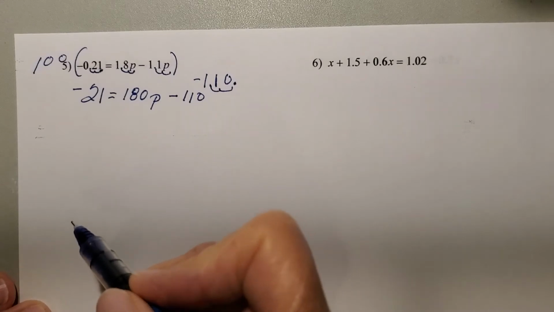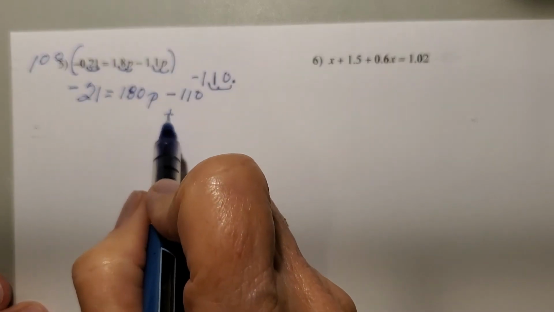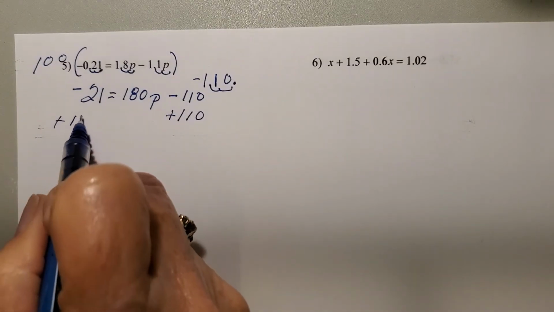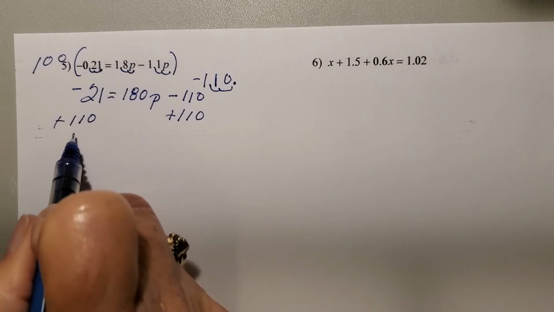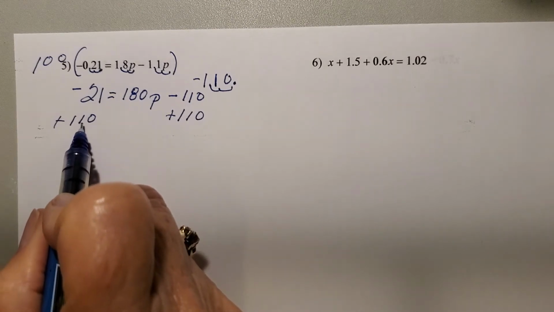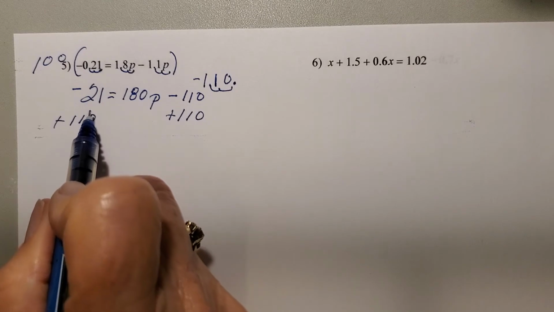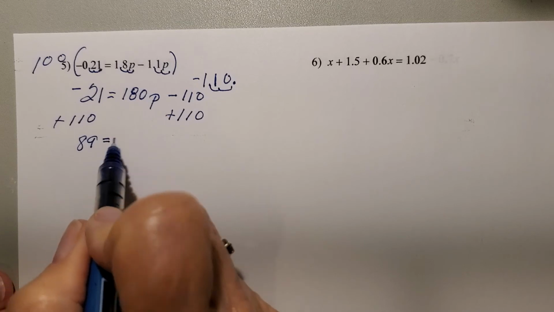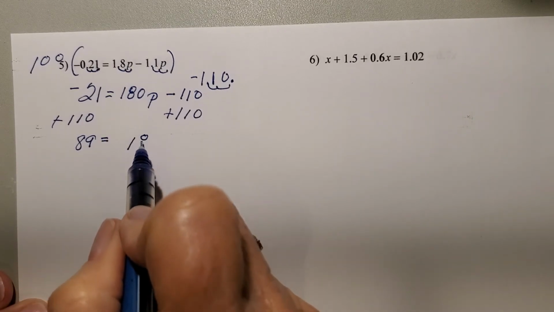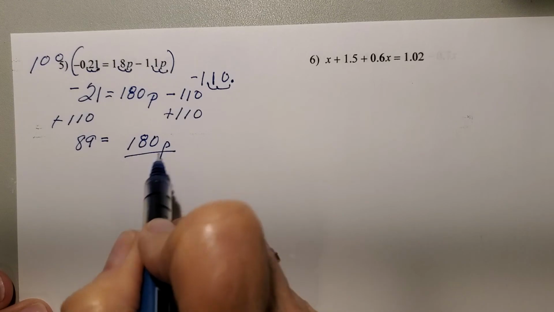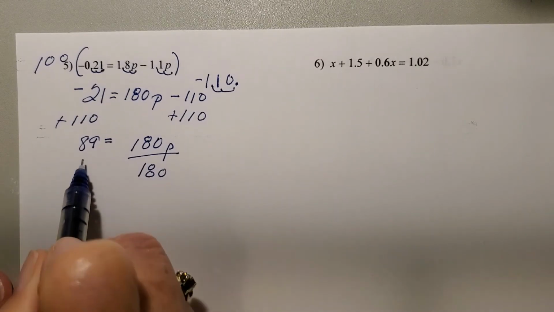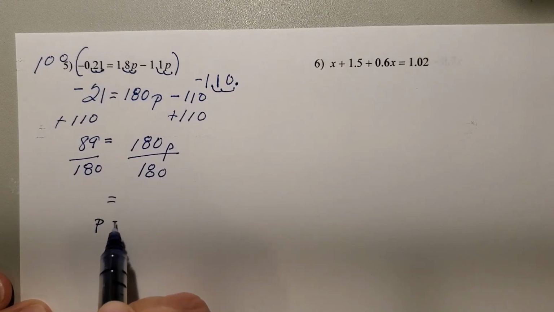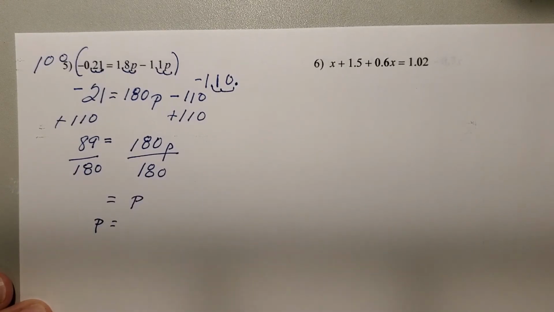Okay, we want the p's by itself, so we'll add 110 to both sides. Okay, and that gives us 2089, I think. Again, I'm doing this on the fly. Equals 180p. Divide both sides by 180. And again, you're going to have to use your calculator to finish that up.